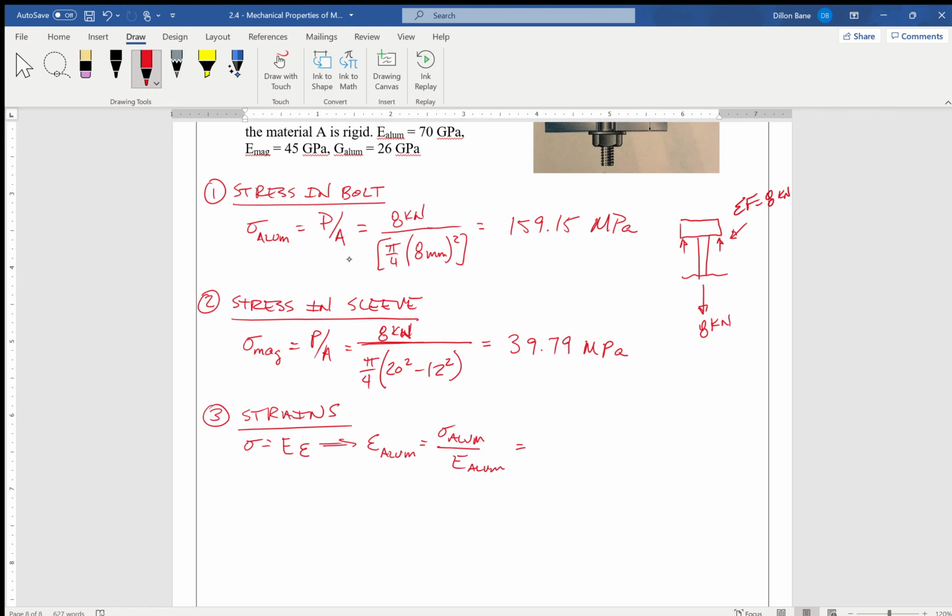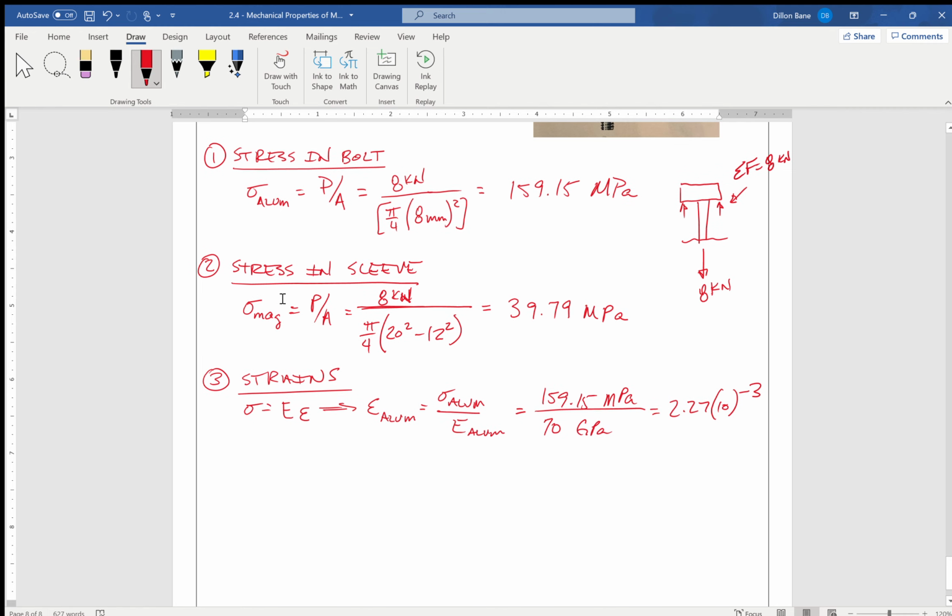And what we get is 159.15 megapascals divided by E aluminum, which was 70 gigapascals. Make sure you're working your units correctly. And when we run through that number, we get 2.27 times 10 to the negative 3. That is the strain in the aluminum.